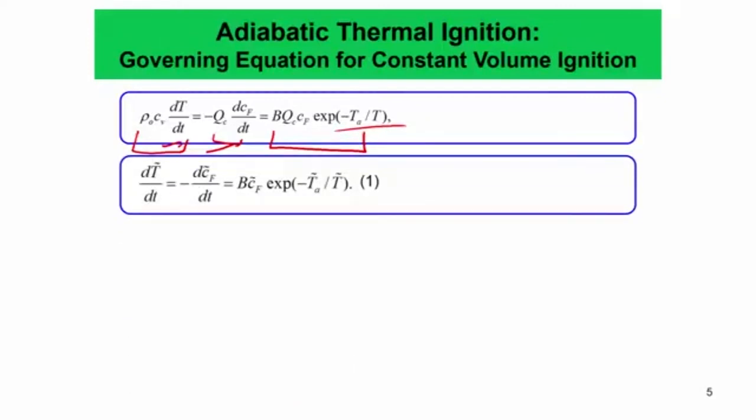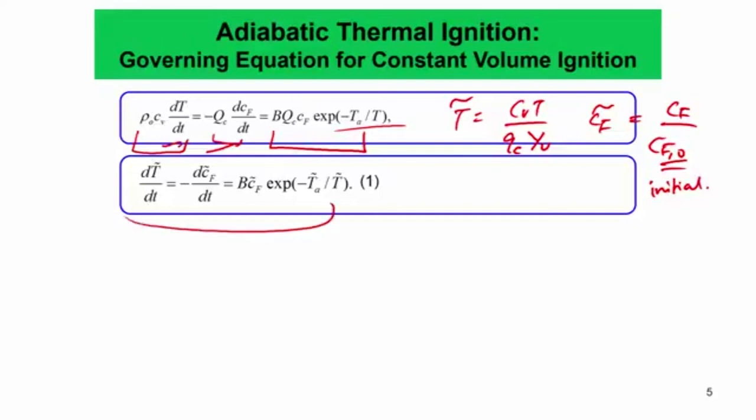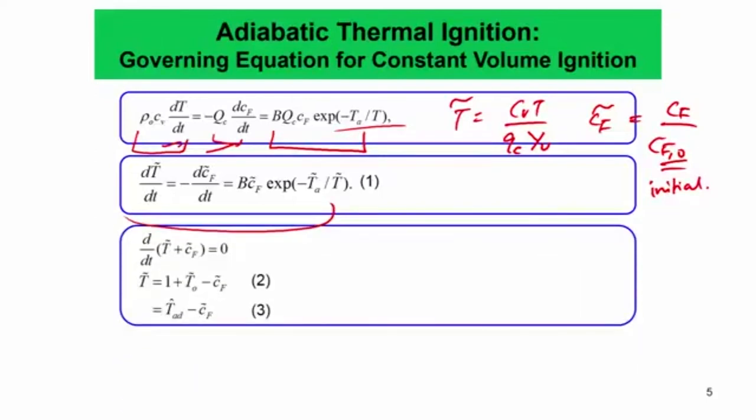And so we can normalize this, of course, in the same manner, that is T tilde is equal to CvT by QC YU, and Cf tilde is equal to Cf by Cf0, where Cf0 is the initial concentration of the fuel. And then of course you will get a relationship like this. Then we can sum these two things and create a coupling function. Then, taking this to the right hand side, dT tilde plus dCf tilde equals 0, and we can write that at time t equal to 0, your temperature is T0, that is the initial temperature.